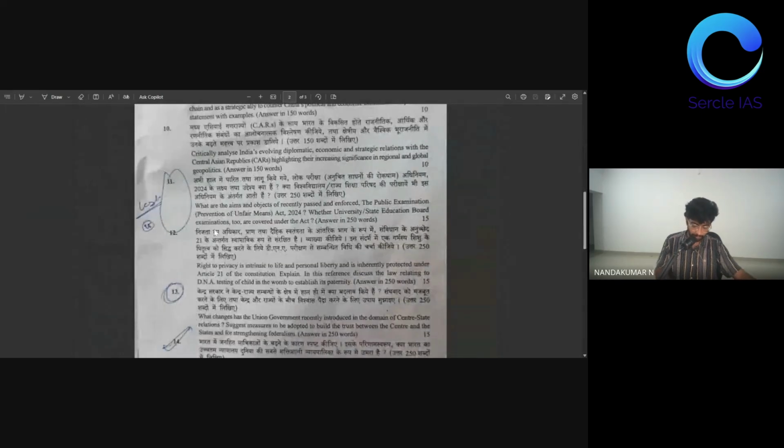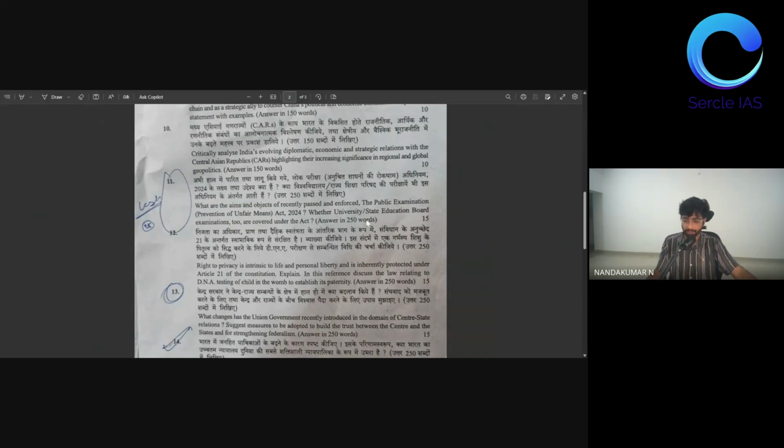So 5 questions, and then there are 15 markers. The first 15 marker: what are the aims and objects of the recently passed and enforced Public Examination (Prevention of Unfair Means) Act 2024? Whether University and State Education Board examinations are also covered under the Act. Answer in 250 words.